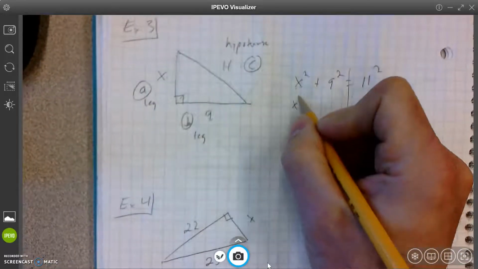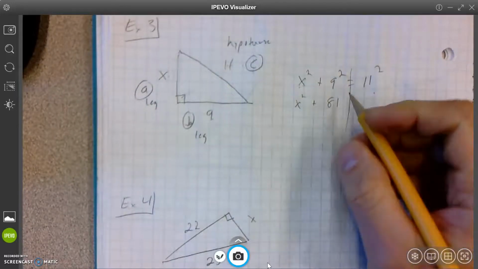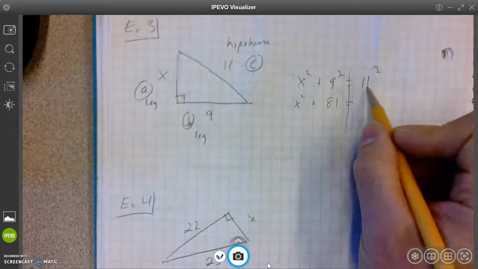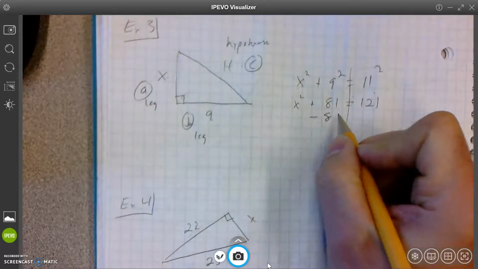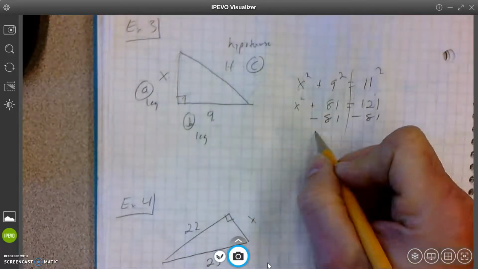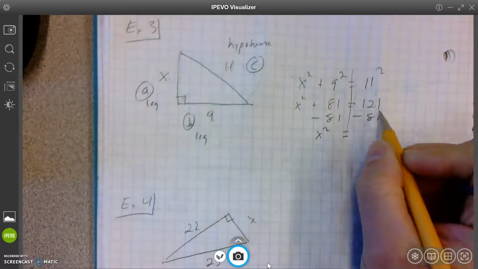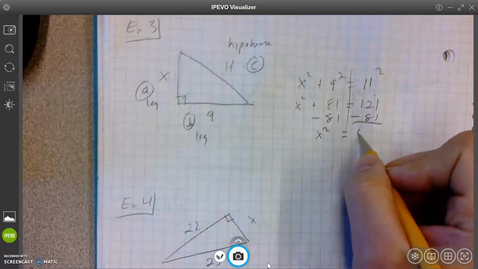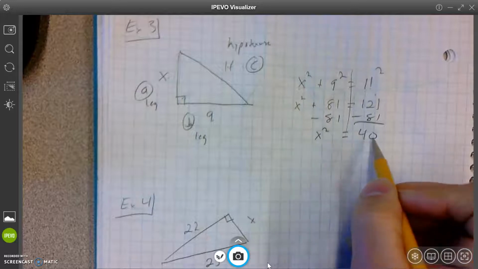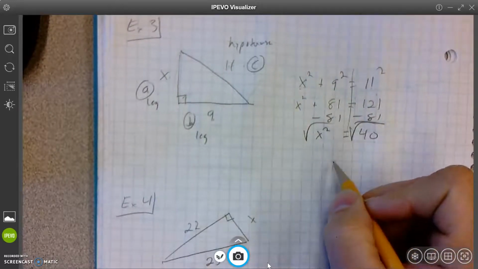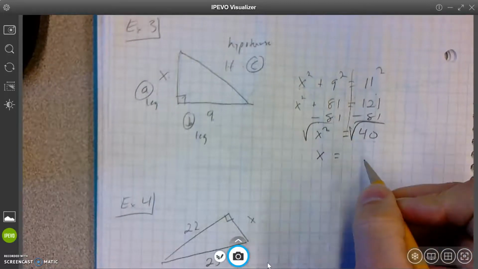Whoop! x squared plus 9 times 9 is 81. That ain't 18. That's not 9 times 2. No, no, no. 11 times 11 is 121. Okay, subtract 81. So x squared, 81 minus 81 is 0. So that goes away. 121 minus 81 is 40. Okay, so I don't know a number off the top of my head that times itself is 40, but I know that I can square root it. Because square root and squaring are opposites, so that means that they go away.